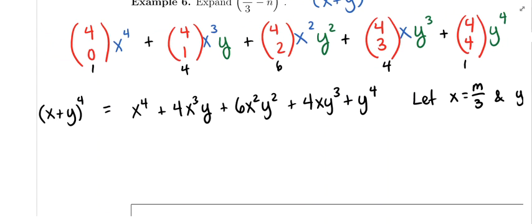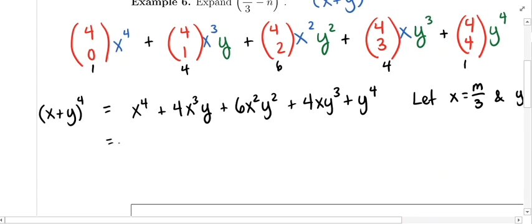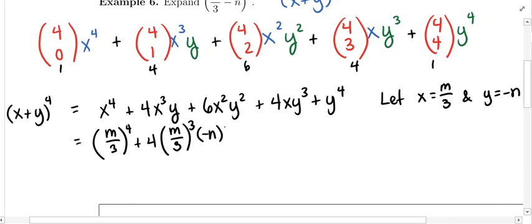This is going to be x, which is m divided by 3. You've got to raise that to the fourth power. Plus 4 times the x value, m divided by 3, that needs to be cubed, times the y value, which is negative n. Plus 6 times x, m divided by 3, squared, times y squared. So that's going to be negative n squared.